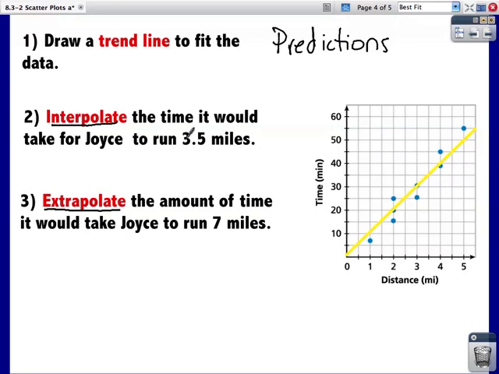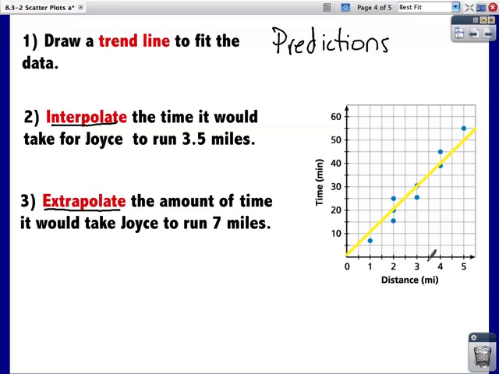To interpolate something, like extrapolate, but we're going to do it between 2 values, we would use the trend line to help us. So the time it would take for Joyce to run 3.5 miles. So we're going to interpolate that. The reason it's called interpolate is, or I don't know how you would pronounce it, maybe... Yeah, I don't know. I know this is extrapolate, of course, but I might be pronouncing that kind of funny.